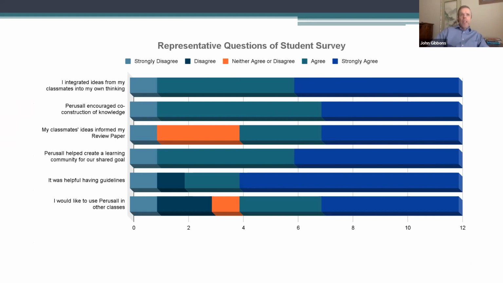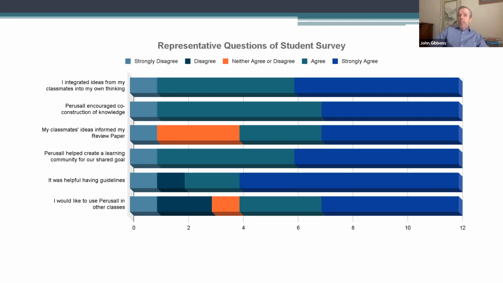First, when I integrated ideas from my classmates into my own thinking, almost all but one either strongly agreed or agreed. Perusall encouraged co-construction of knowledge. Again, the same thing, either strongly agreed or agreed. My classmates' ideas informed my review paper. A little bit more mixed here. Got a mix of neither agree nor disagree, agree, or strongly agree. Perusall helped create a learning community. This one, everybody strongly agreed or agreed, again with the one strongly disagreed.